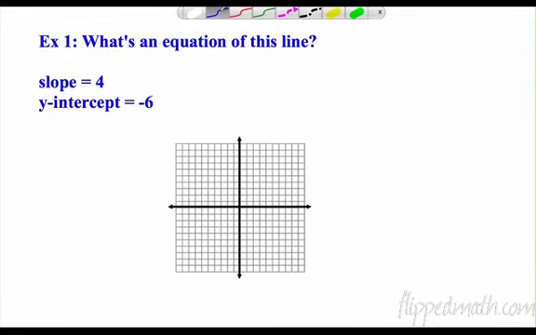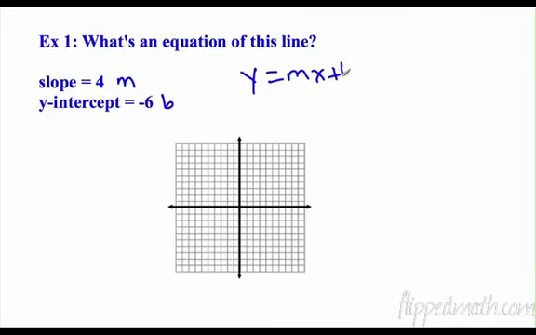We have, what's the equation of this line? Slope is 4, y-intercept, so this is m. This is b. Plug it into y equals mx plus b. Sorry about that. So m is 4x plus my b, negative 6. All right, let's show it.